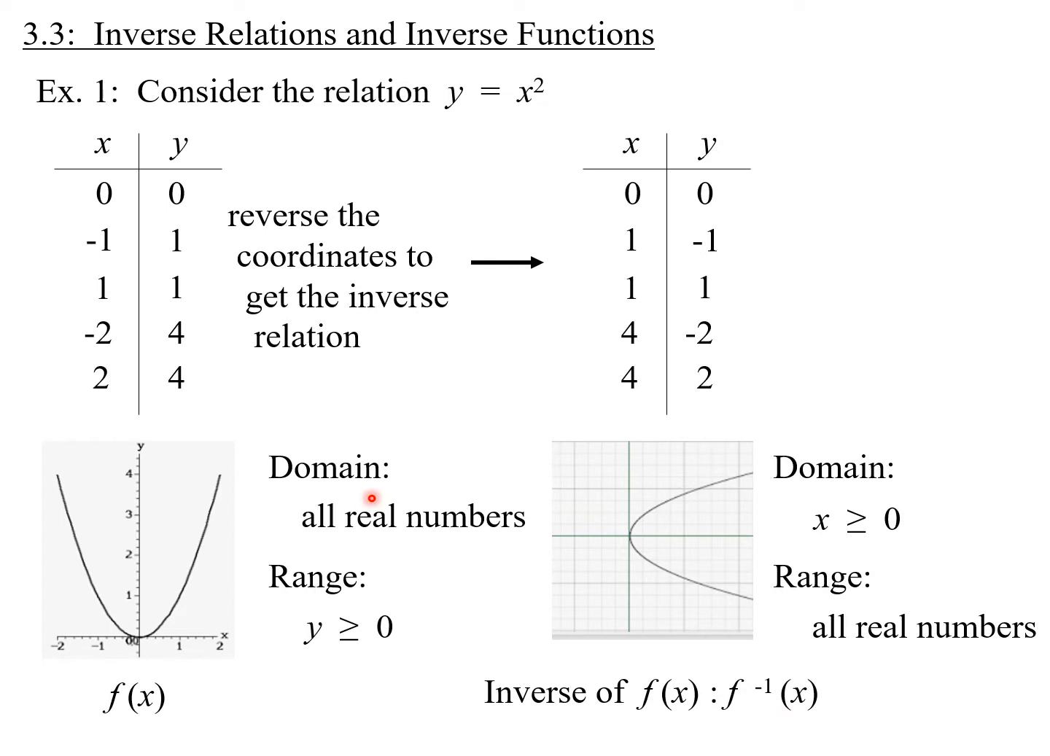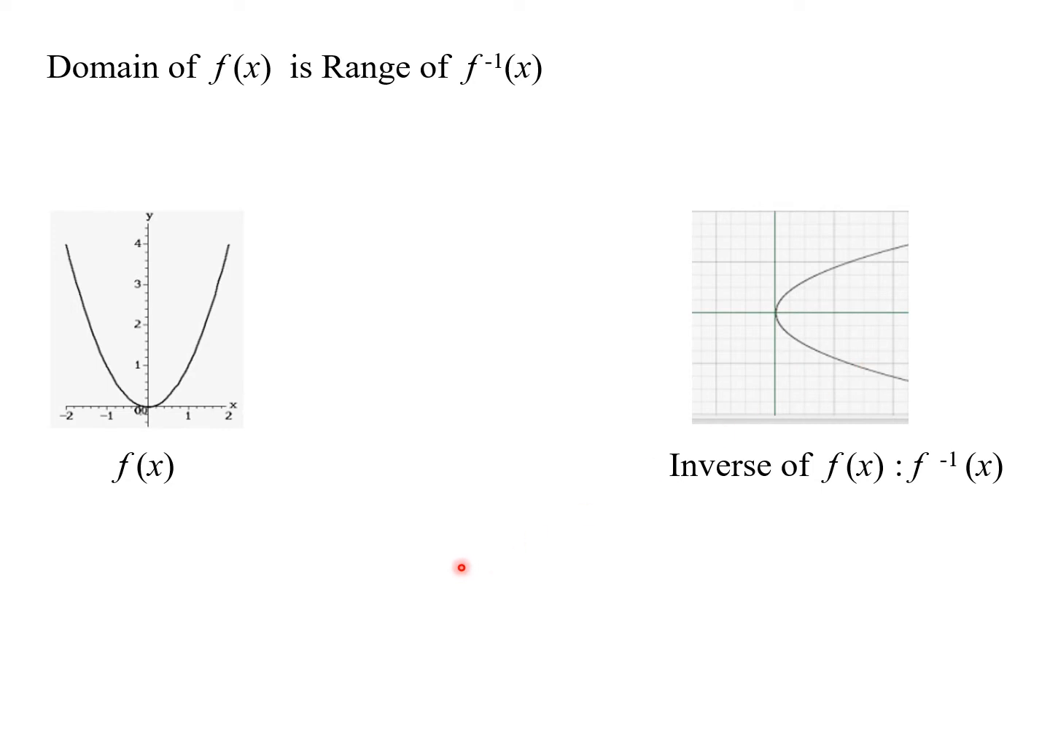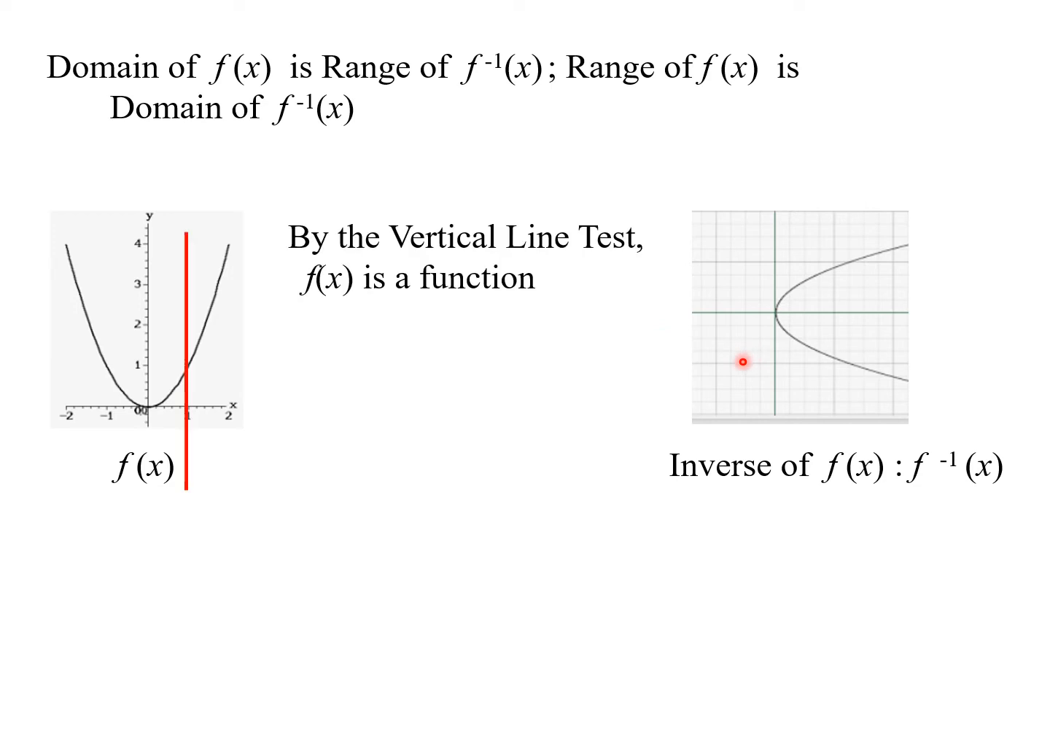Now, notice the domain and the range. The domain of the original function is all real numbers, while the range is positive values of y, including 0. Now, for the inverse, the domain is positive values of x, including 0, while the range is all real numbers. Notice that the domains and the ranges are flipped, switched. So this will be true for relations and their inverses. The domain of f of x is the range of its inverse, and the range of f of x is the domain of its inverse. So if you know one, you know the other. Just flip-flop them.